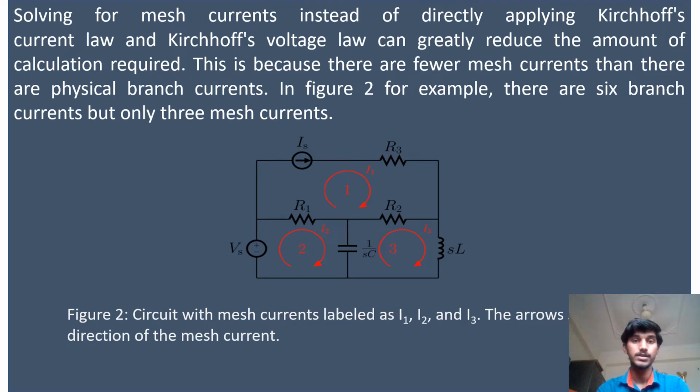Solving for mesh currents, instead of directly applying Kirchhoff's current law and Kirchhoff's voltage law, can greatly reduce the amount of calculation required. This is because there are fewer mesh currents than there are physical branch currents. In Figure 2, for example, there are 6 branch currents, but only 3 mesh currents. In Figure 2, you can see that the meshes are labeled and arrows indicate the direction of mesh current.